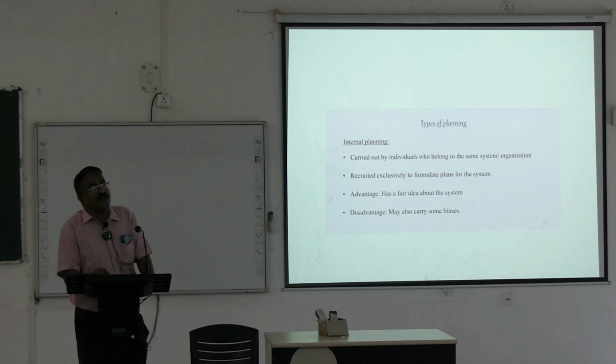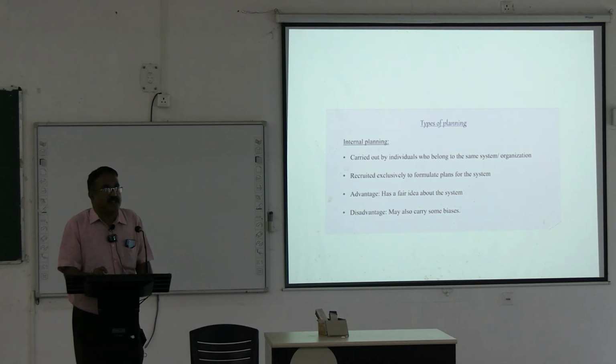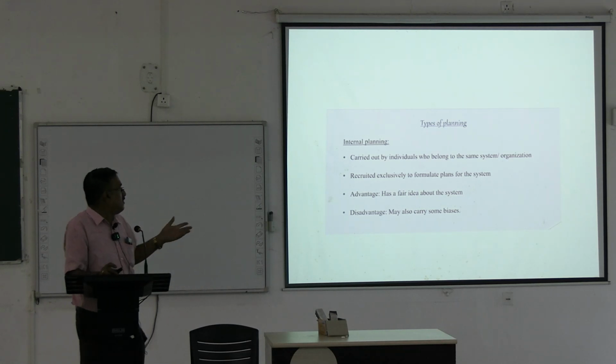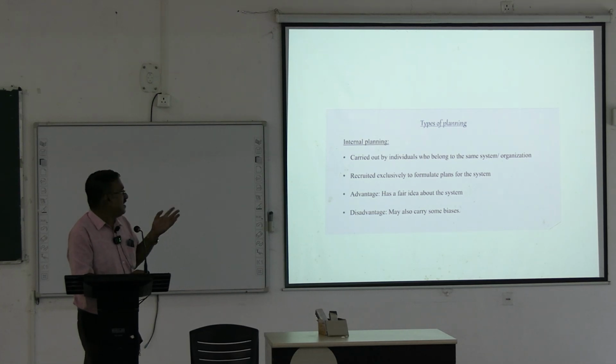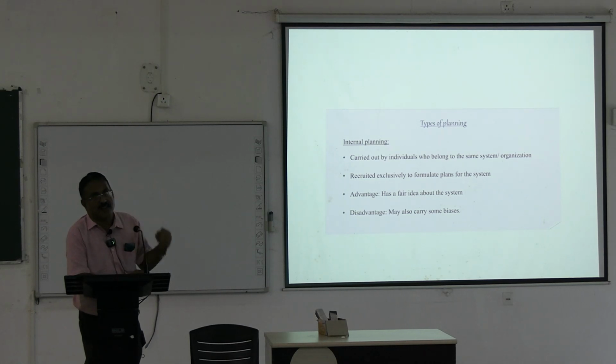So, types of planning. Normally, internal planning is done by people familiar with the organization. The people in the health system do the internal planning. Individuals who belong to the same organization are recruited exclusively to formulate plans for the system. The advantage is that they have a fair idea about the system. The disadvantage is that they may carry some bias. Like I may think that so-and-so is a bad worker, this person is a good worker. So there may be bias.